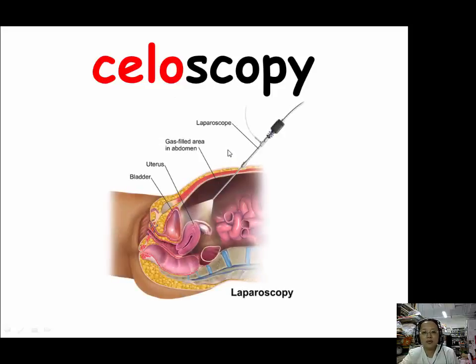For cele, C-E-L-E, our example is celoscopy. Celoscopy, which we learned before, remember? It is an examination of the interior of the abdomen by means of a laparoscope. It is also called laparoscopy.